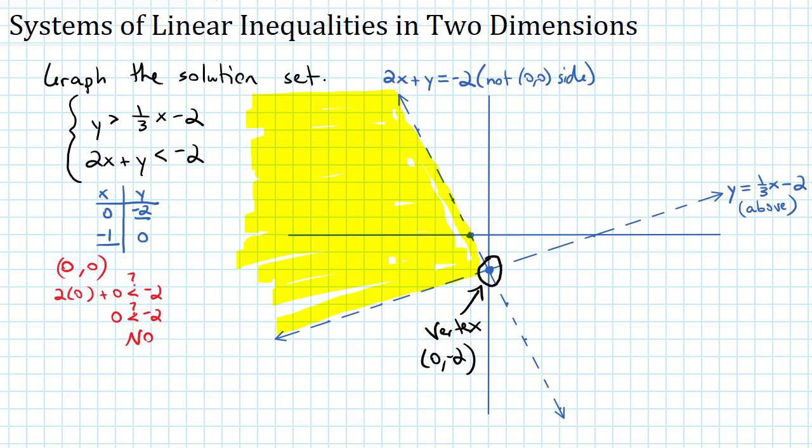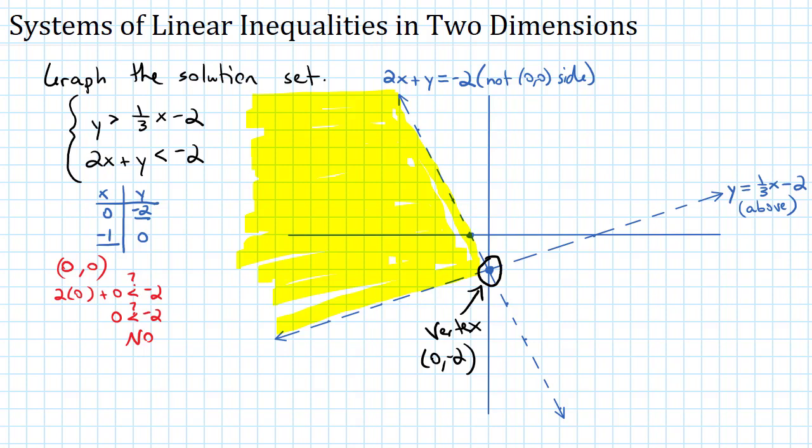So oftentimes when you graph a system of linear inequalities, you will also be asked to state the vertices, the corners of your shaded region. Okay, so this one's pretty easy. You can just tell what it is. Now I'm going to do another example here where we're going to have more than 2 inequalities and we're going to have more than one vertex. Okay, so we're going to get to that.